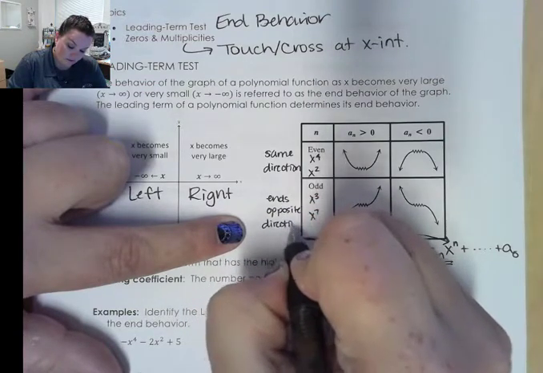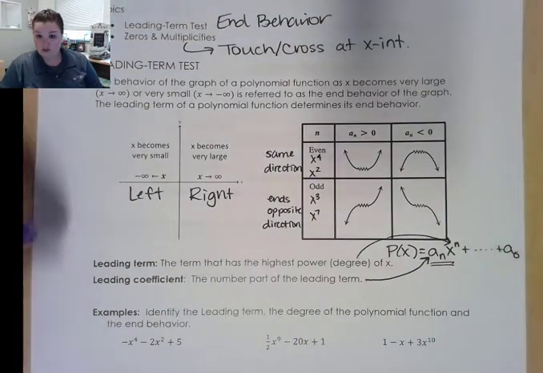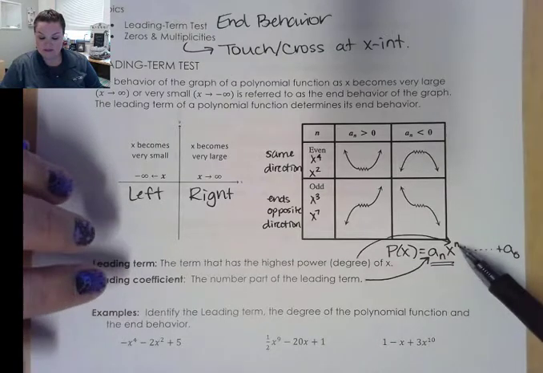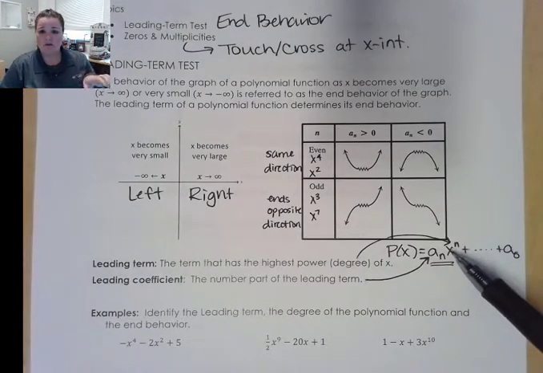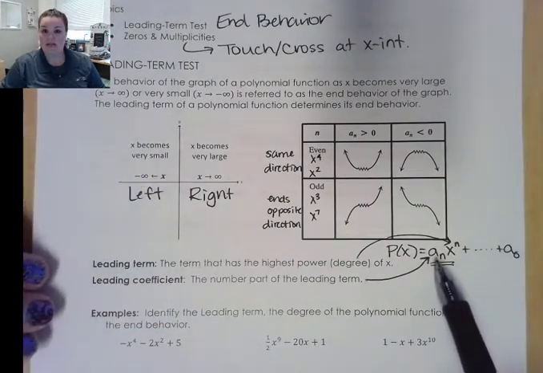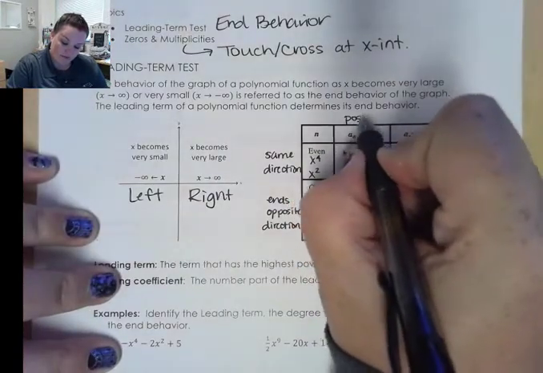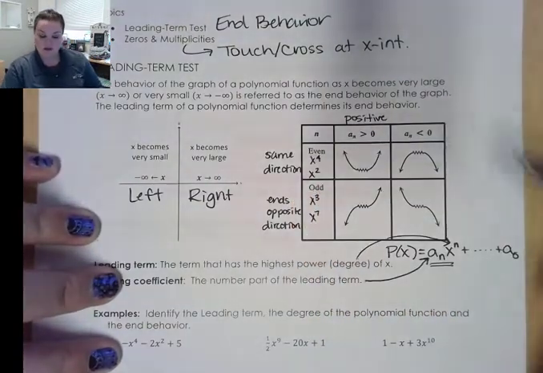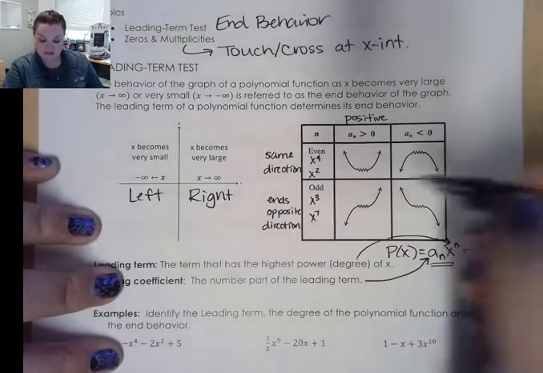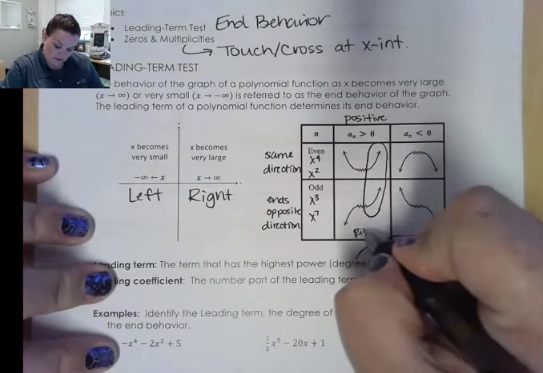Now, to determine which way they're going, looking at just the power, we know if they're the same or if they're opposite, but we need to know if they're opposite, are they opposite like this or are they opposite like this, right? So that's where this leading coefficient comes in, that number part. If the number happens to be positive, okay, then notice what happens is the right side goes up, okay? Right, up.